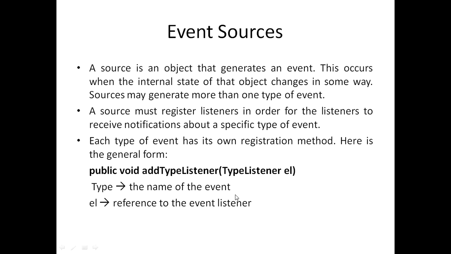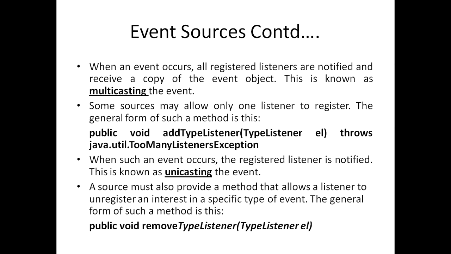So type is nothing but the name of the event you need to specify. El is the reference to the event listener. Then when an event occurs, all registered listeners are notified and receive a copy of the event object. So this is known as multicasting the event.